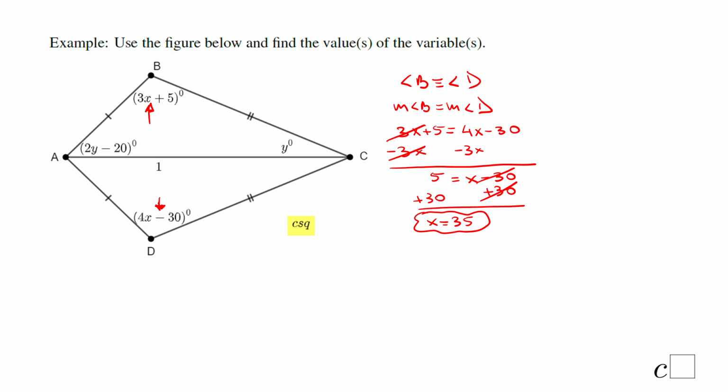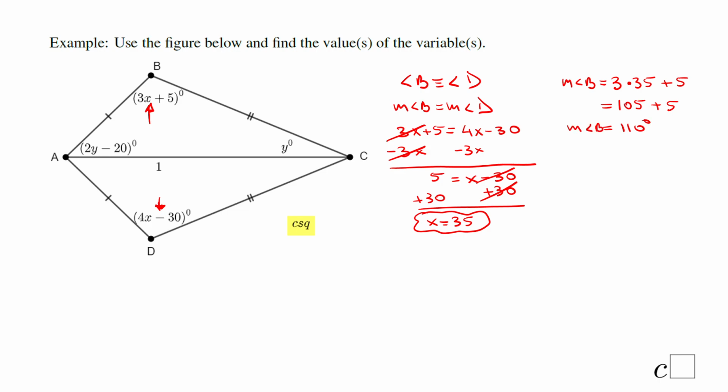And for that reason, we're gonna find the measure, let's say, of angle B. The measure of angle B is 3x plus 5, so 3 times 35 plus 5. So 3 times 35 is 105, plus 5, that will be 110 degrees.